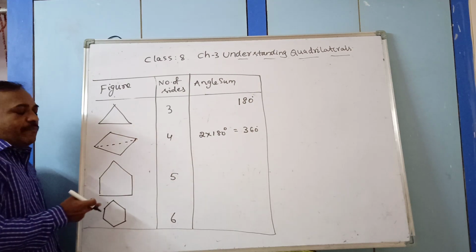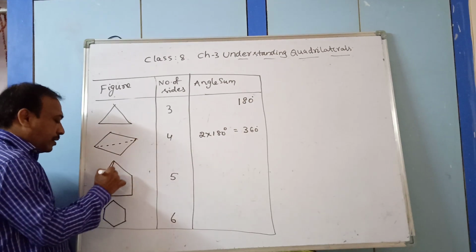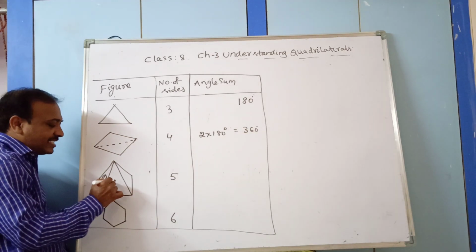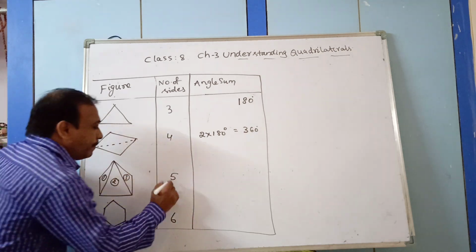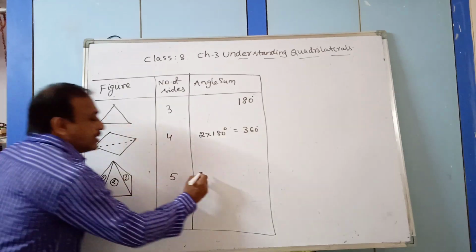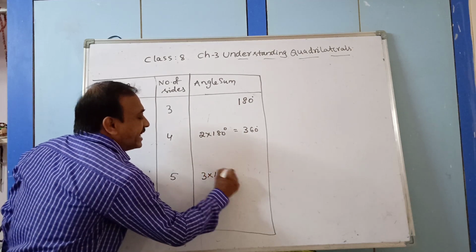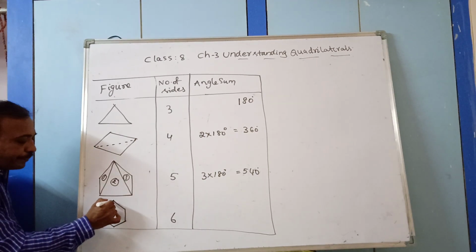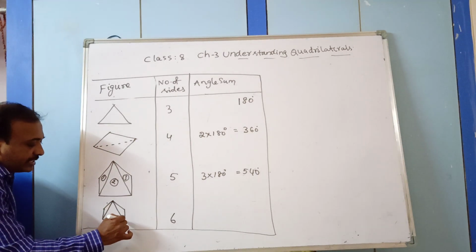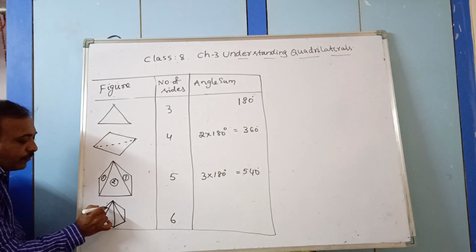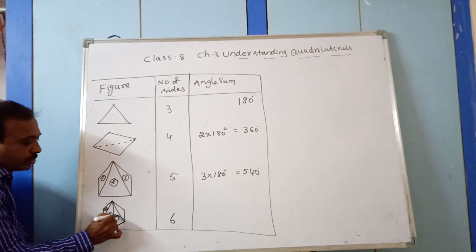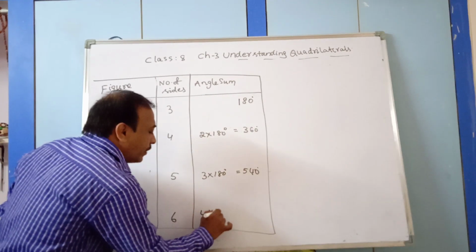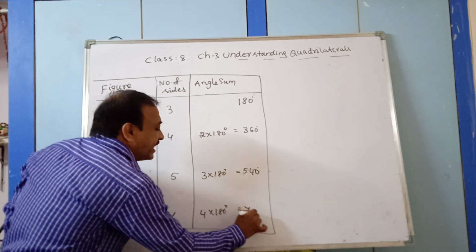If it is a 5-sided figure, a pentagon, then we divided it into 3 triangles. This is one triangle, this is the second triangle, this is the third triangle. So the angle sum is 3 into 180 degrees, which is 540 degrees. Now if it is a hexagon, this is 1, 2, 3, 4. We divided it into 4 triangles. So for a 6-sided figure it is 4 into 180 degrees, which is 720 degrees.